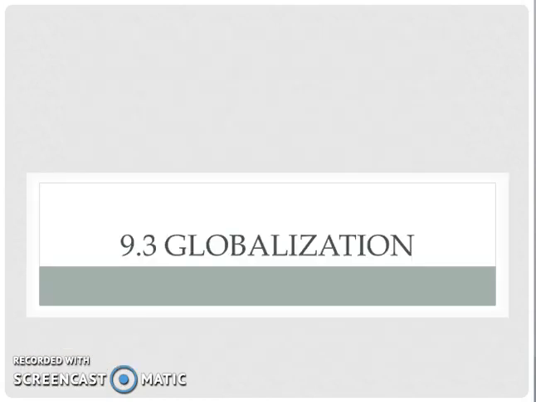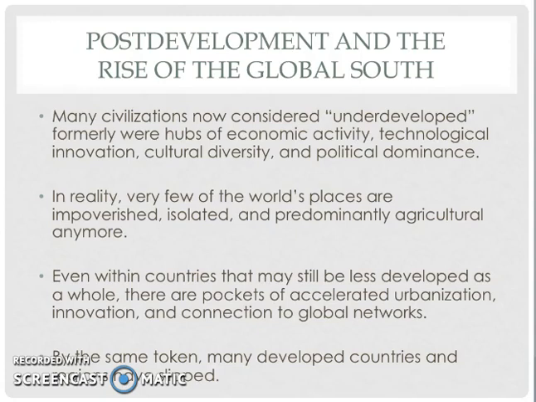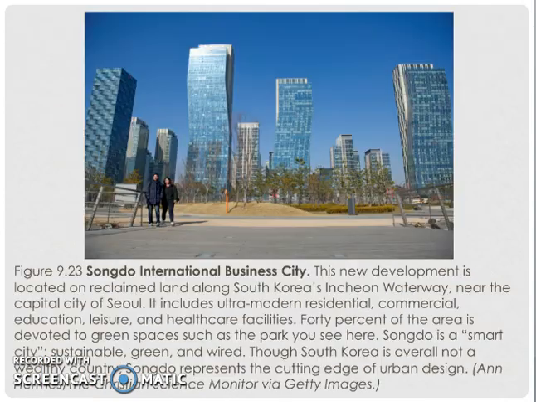Through the theme of globalization, we can look at post-development, the rise of the global South. Even though they're considered underdeveloped, these places were formerly hubs of economic activity, technological innovation, and cultural diversity. In reality, very few of the world's places are impoverished, isolated, and predominantly agricultural anymore. Even with countries that may still be less developed as a whole, there are pockets of accelerated urbanization all around the world. By the same token, many developed countries and regions have slipped in their development prestige.